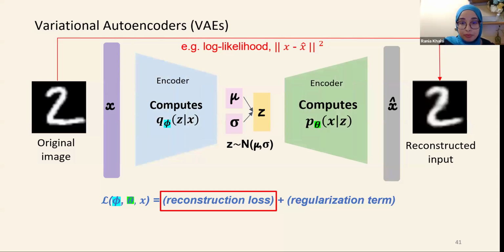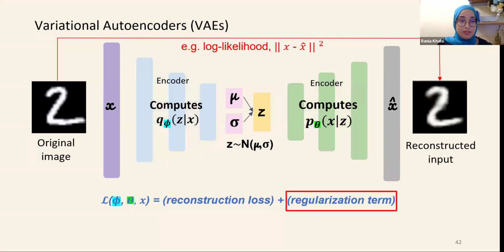Now, the next part is where we focus on the details of the regularization term. And here things really get more interesting. Remember that the encoder is learning a probability distribution over the latent variables given the input x. So the regularization term helps shape that distribution in a meaningful way. You'll see how.